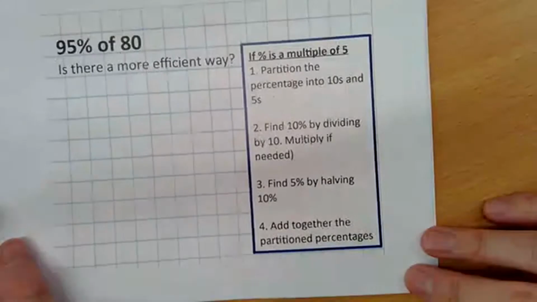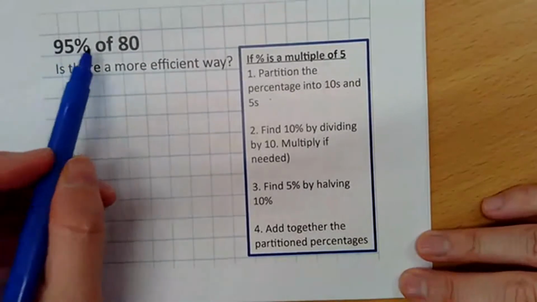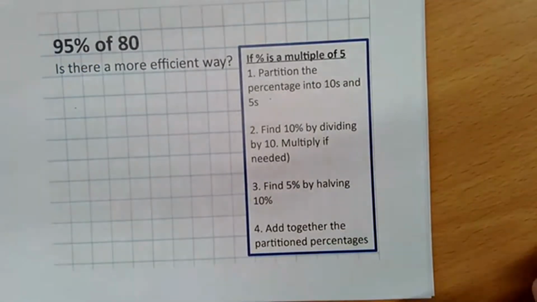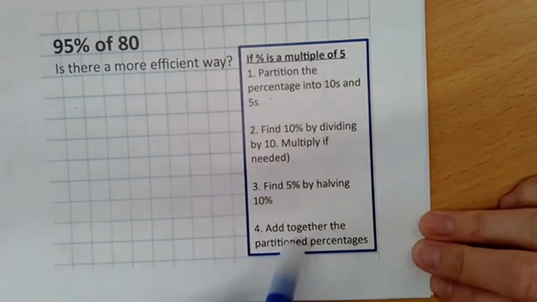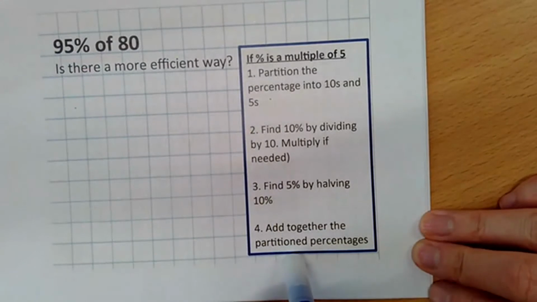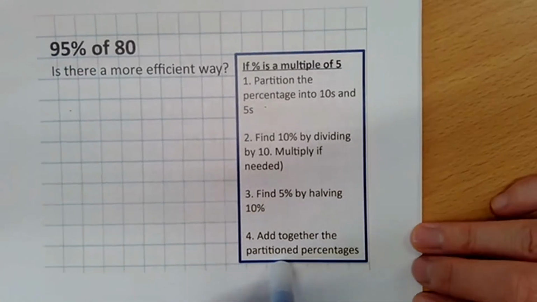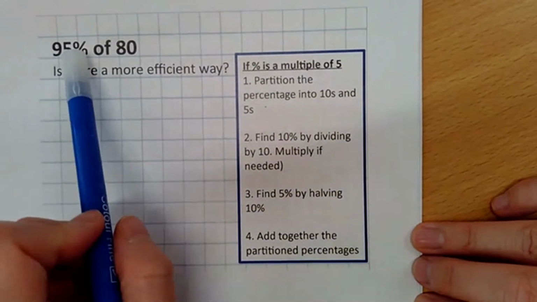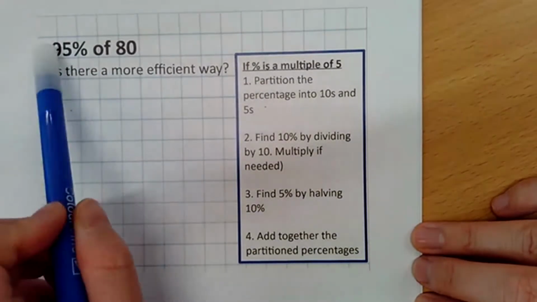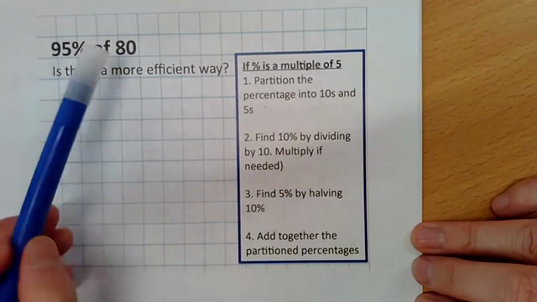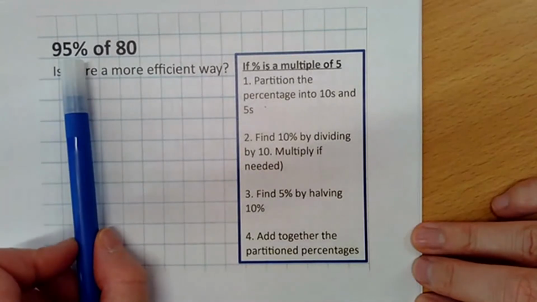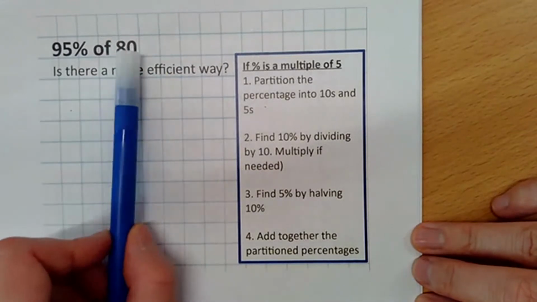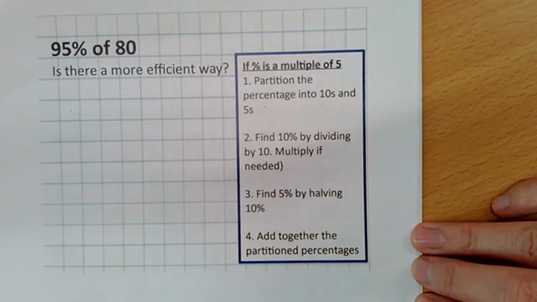Now let's take a look at this one. We have 95% of 80. Now I could go through all of my steps to success, but is there a more efficient way? What do you notice? Yeah, it's actually closer to 100, only 5% away from 100. So what I can do is find what 5% is and then subtract it from 80.